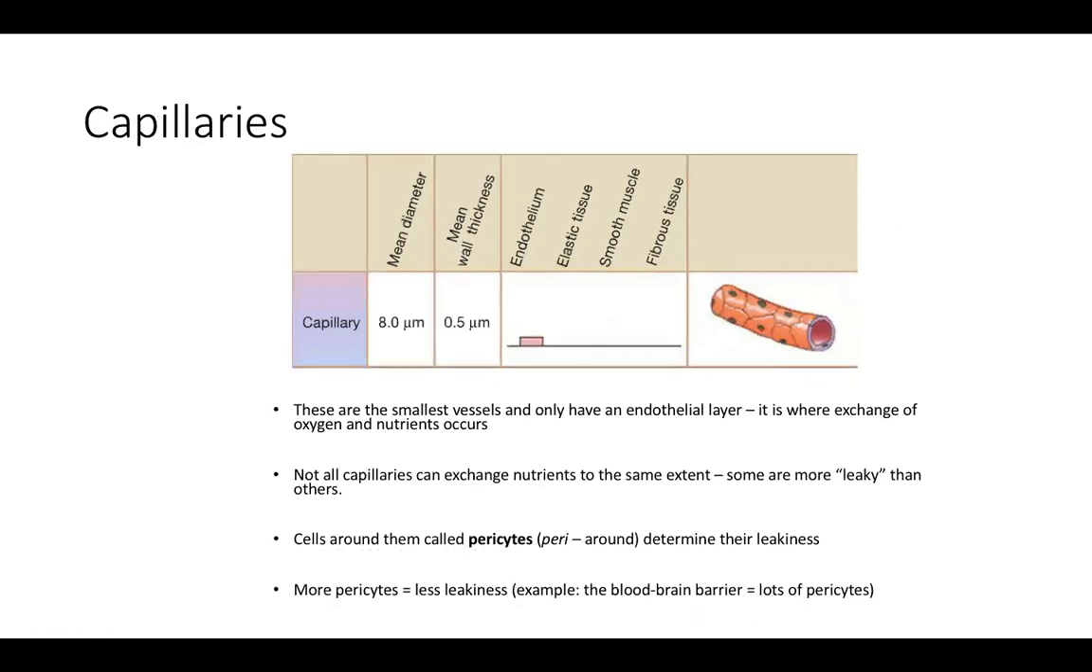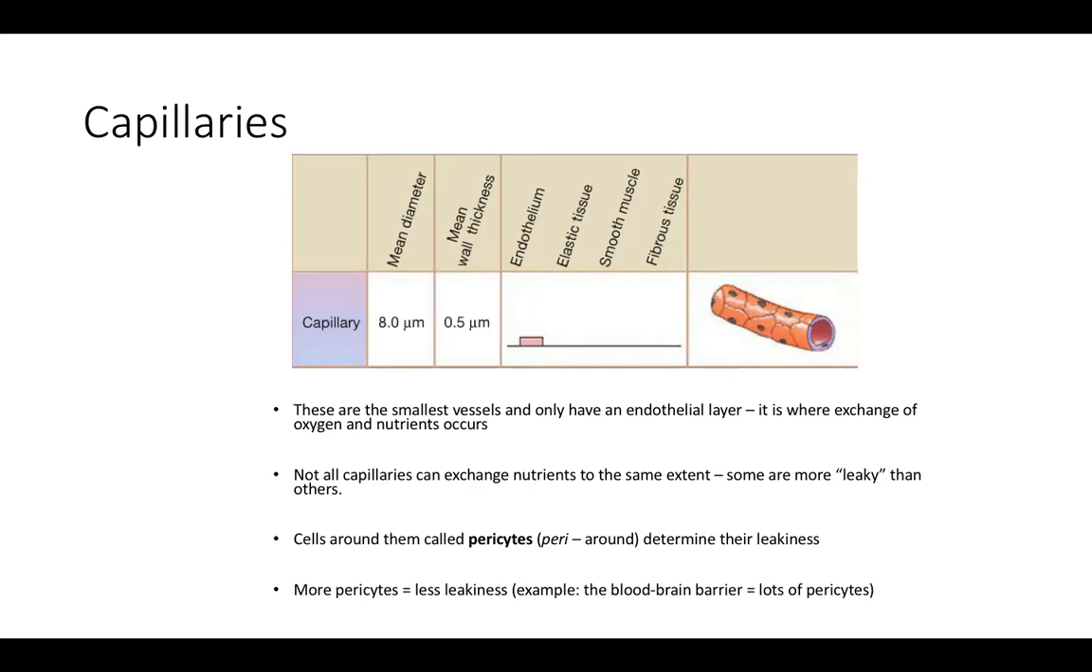Eventually, these arterioles get smaller and smaller. The amount of smooth muscle disappears, and you're just left with a single layer of very flat cells. That's all that exists within a capillary for the most part. And that very thin layer of cells allows it to exchange nutrients and oxygen with the tissues of the body.